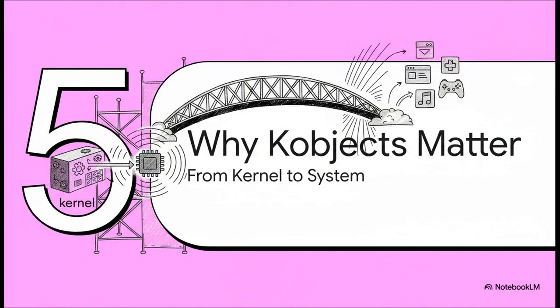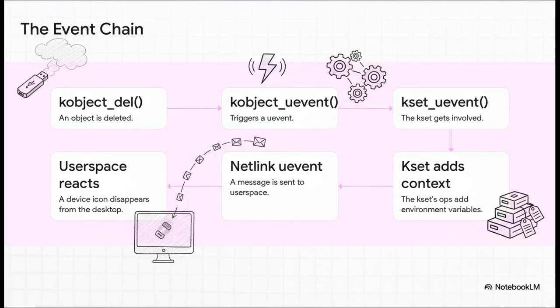So why on earth should you care about all this internal kernel stuff? Well, because this whole invisible system is exactly how the kernel communicates hardware changes to the apps you use every day. It's the bridge that connects the super low-level kernel world to what you see on your screen. And this is where it all comes together. Check this out. When you unplug a device, its Kobject gets deleted. That one little action kicks off a whole chain reaction. The Kobject tells its Kset, the Kset adds some helpful info, and then it sends something called a uevent, an update event, out to user space, which is where your apps live. Your desktop environment hears that message and knows, aha, I should remove that device's icon.